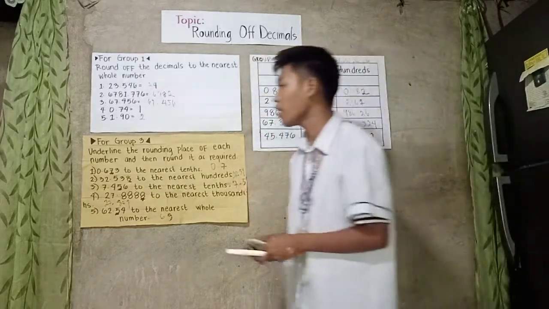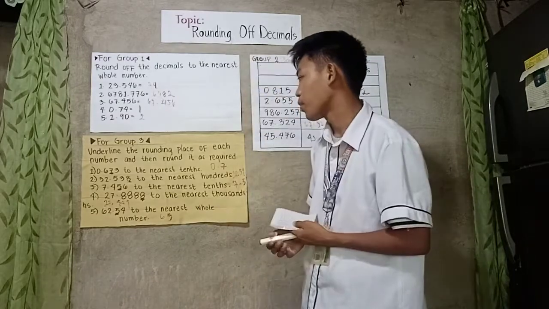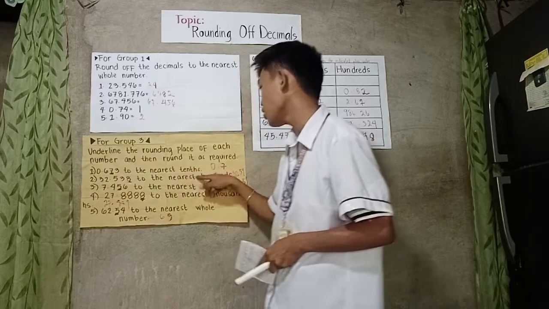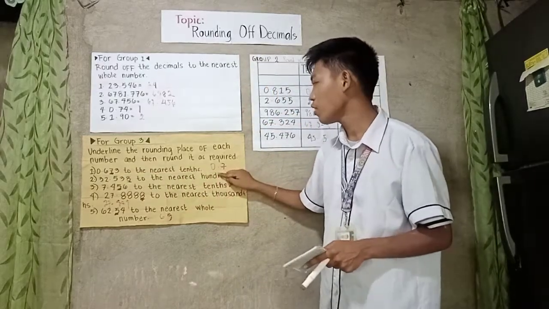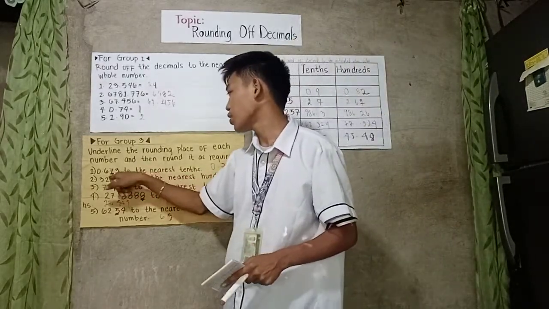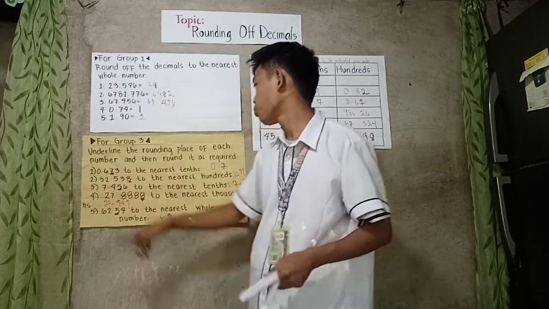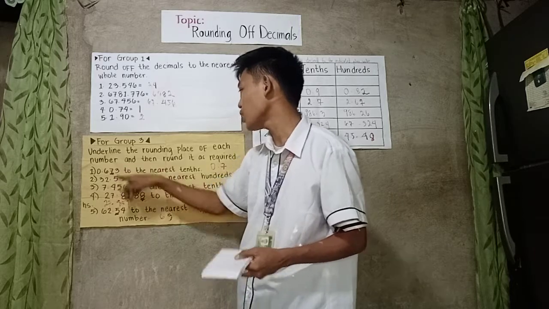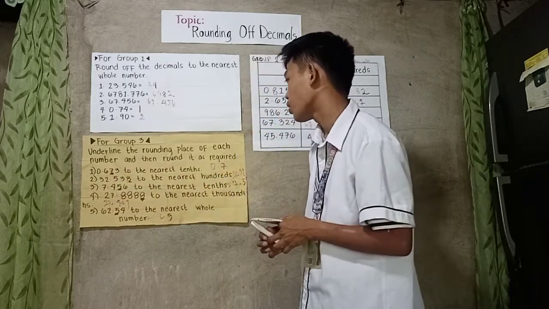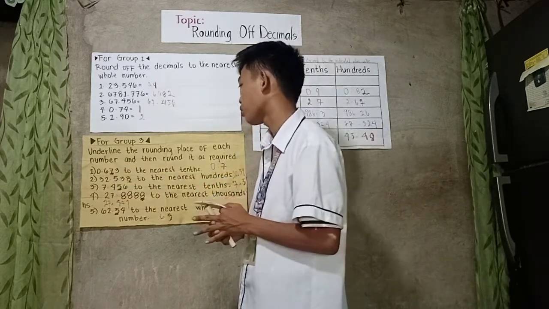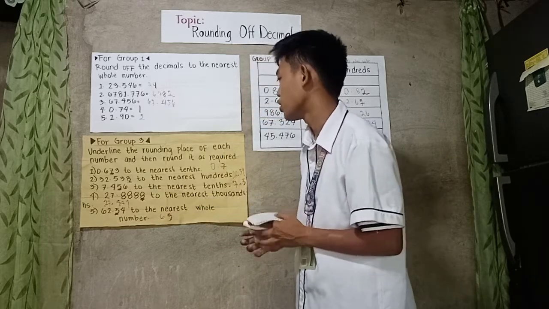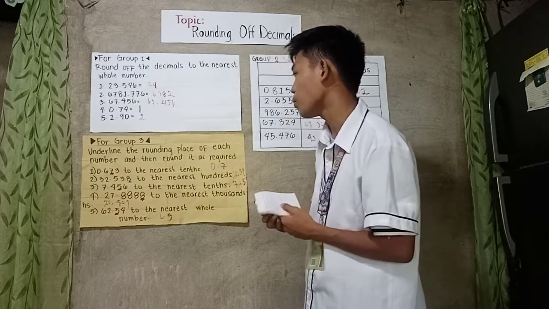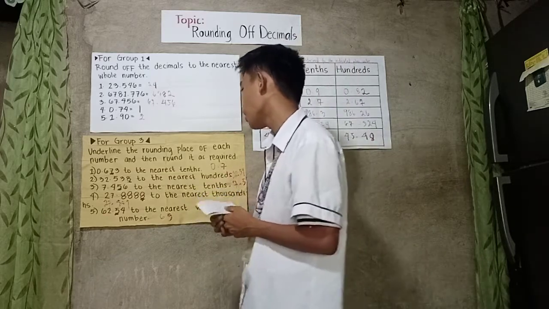So for group 3, number 1, 0.673 to the nearest tens. So what makes it 0.7? Because we have here 7 as tens. So the digit next to 7 is 3. So it is smaller, so it will become, it is bigger than 5, so it will become 0.7.